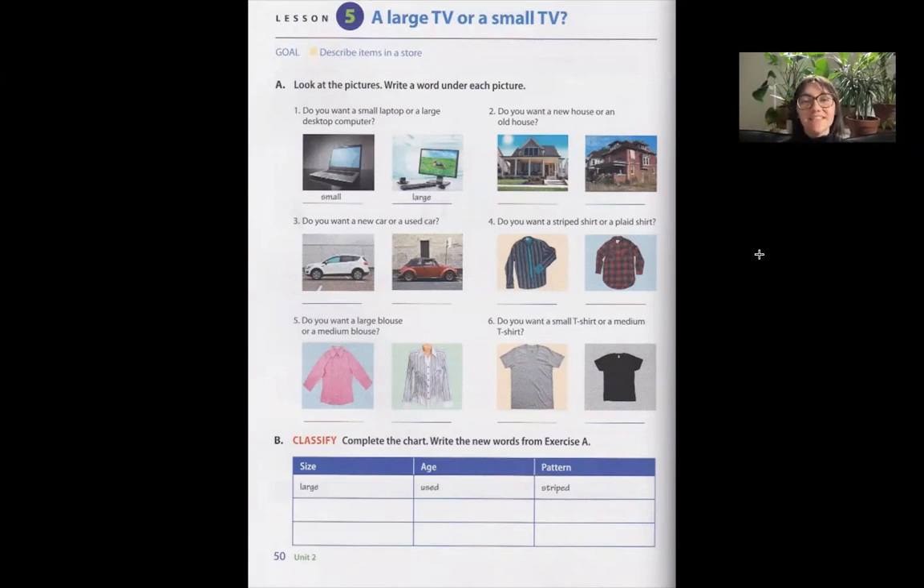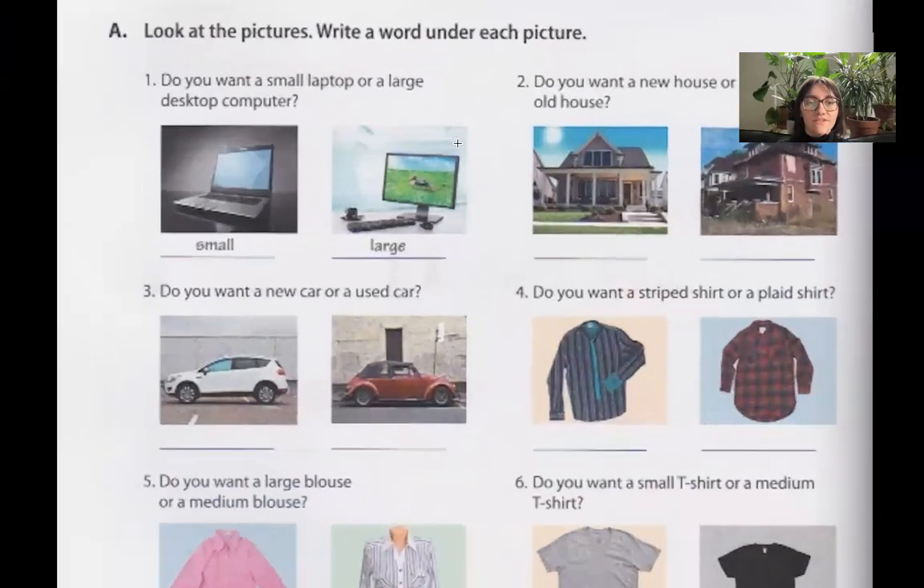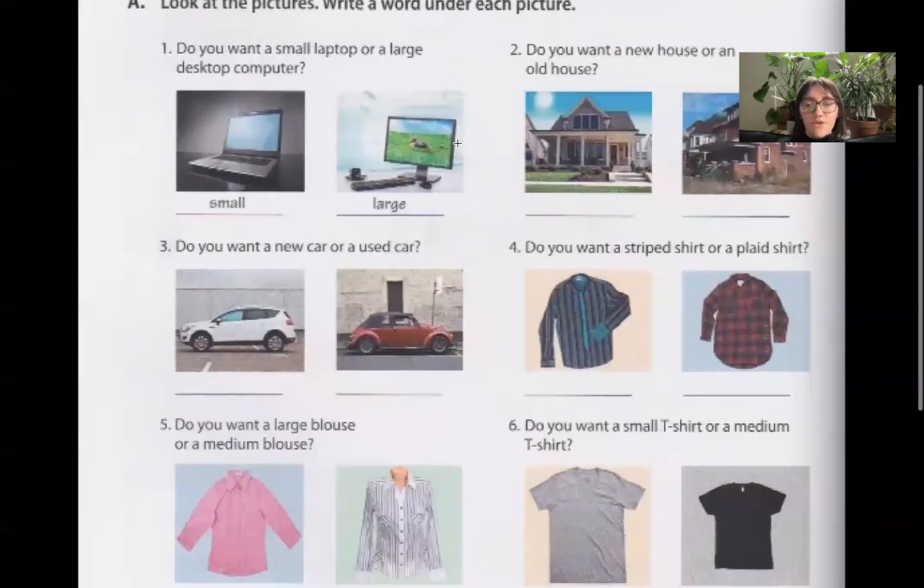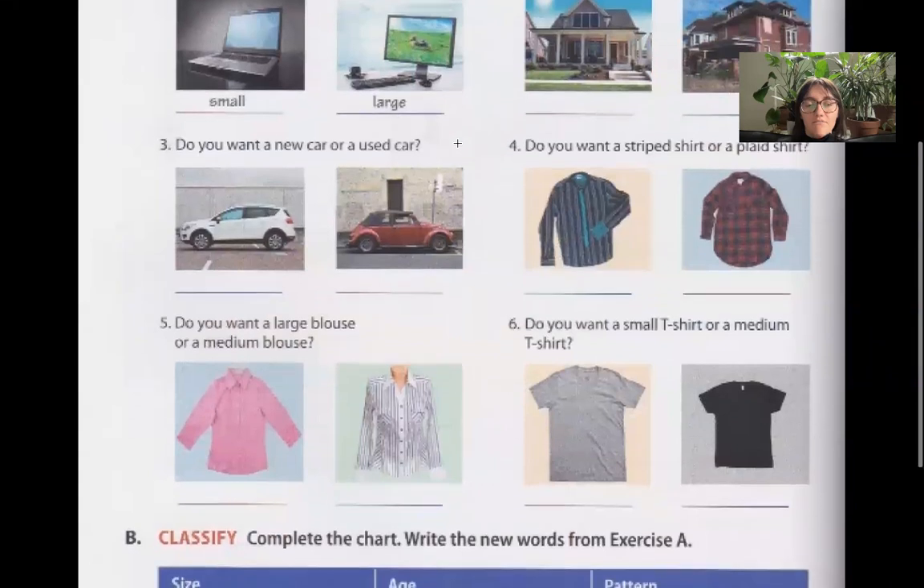Students. So today's lesson, we're going to practice describing items in a store. So the question today is a large TV or a small TV? What do you want? So how we're going to start is we're going to look at the pictures and we're going to write a word under each picture, right? We can use different words to try and describe it, right?